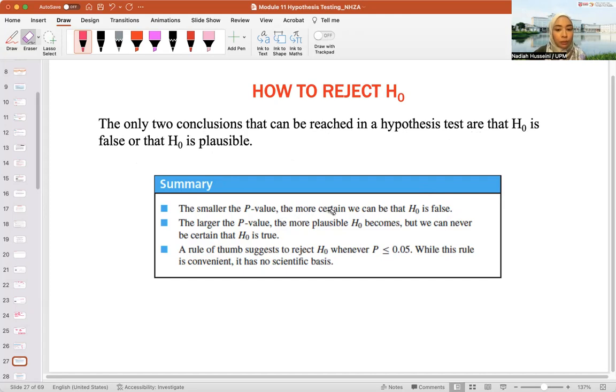The smaller the p-value, the more certain we can be that the null hypothesis is false. So small p-value, reject. Large p-value, the null hypothesis is plausible. What does plausible mean? It means that the values are possible. It can happen, which means that we can never be sure, but the possibility of that happening is there. I know this is what statistics is. A rule of thumb suggests to reject the null hypothesis whenever p is less than or equal to 0.05. While this rule is convenient, it has no scientific basis, like I mentioned to you before.